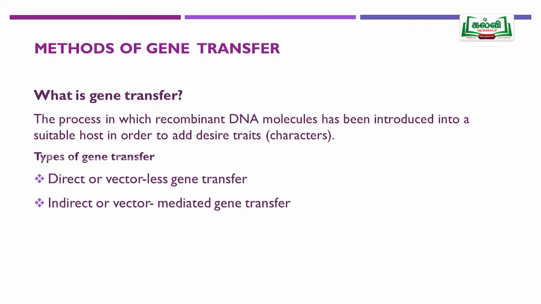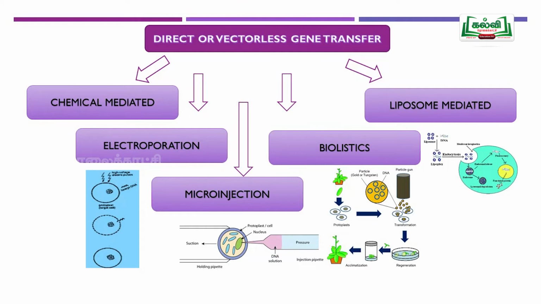Types of gene transfer. Two main types of gene transfer methods we are following. Direct or vectorless gene transfer method. Second one is indirect or vector mediated gene transfer method. So in the first method, we are not going to use any vector. In the second method, we are going to use a vector. When it comes to the first, direct or vectorless gene transfer method, there are five main techniques we have to discuss today. One is chemical mediated, second is electroporation, third is microinjection, next is the ballistic method, and the last one is liposome mediated.